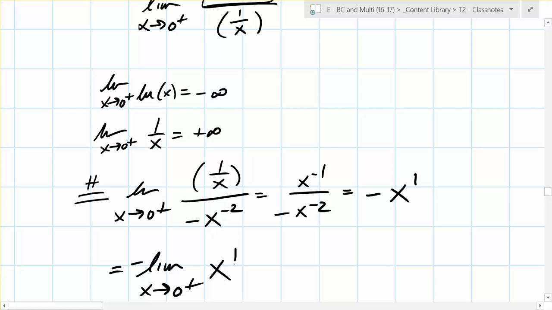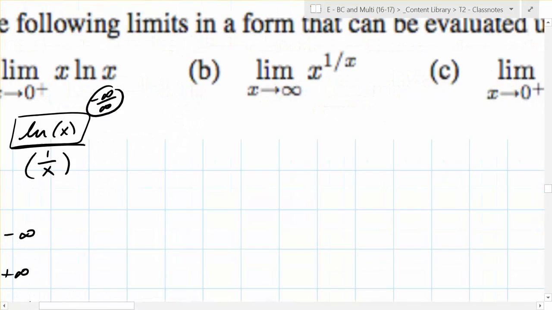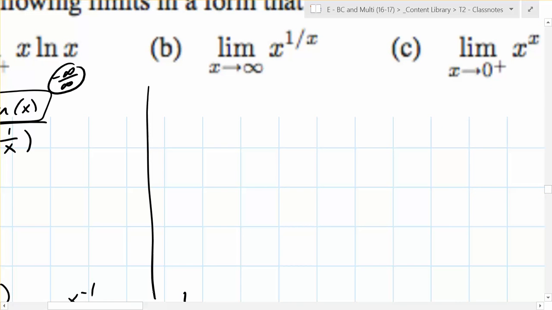Right? So as you go to 0, what does this equal? 0. Don't forget basic simplification. That's the moral of the story here. Okay, what about this one right here?